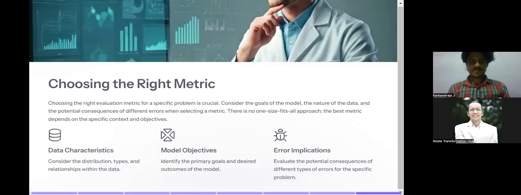So each problem statement is different, unique. So you have to have a unique approach, finding the right fit for all the steps. Okay, so data characteristics: consider the distribution, type, and relationship between the data. So that's what data characteristics is. That's what you have to see, or choosing the right metric. Okay. Model objectives: identify primary goals, desired outcomes of the model.